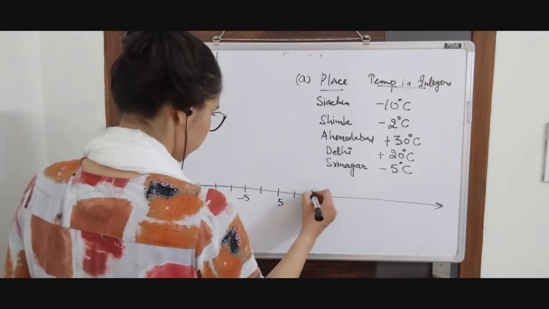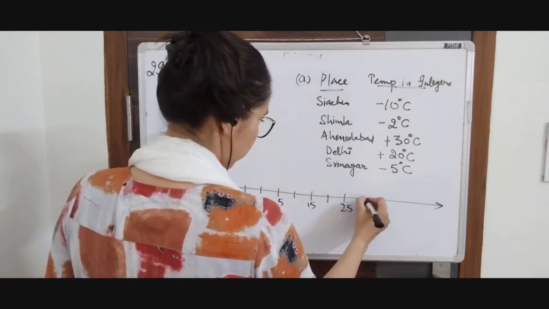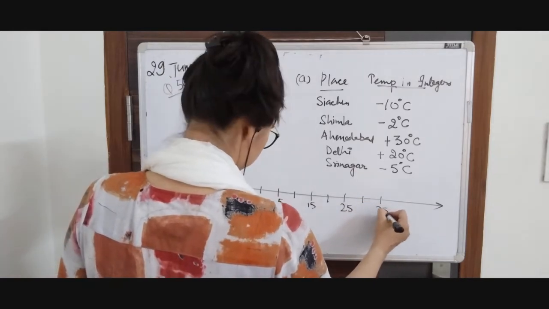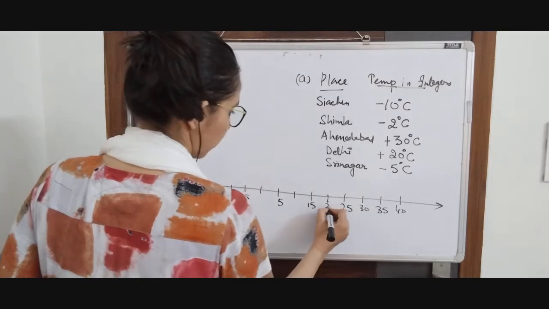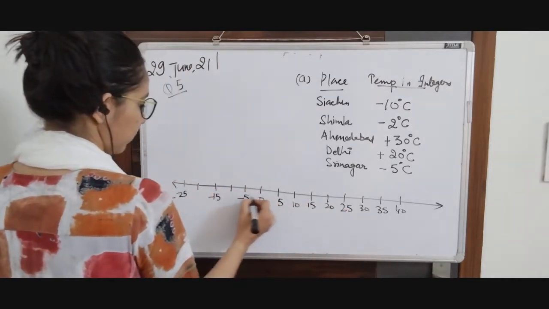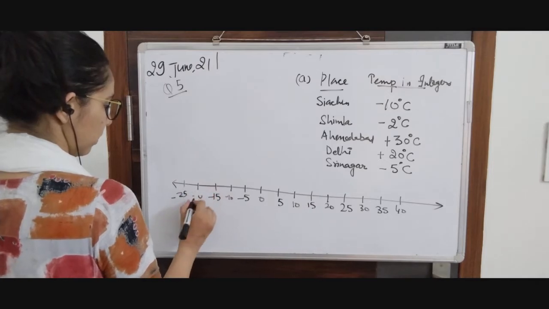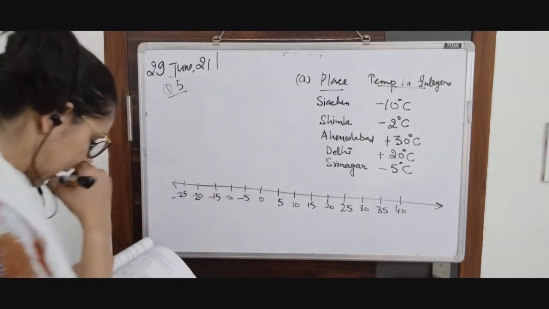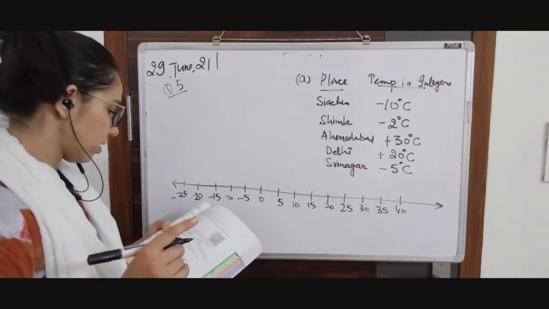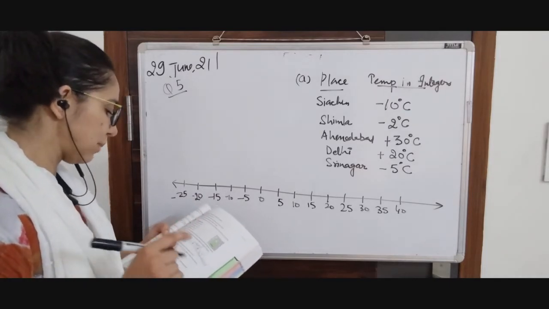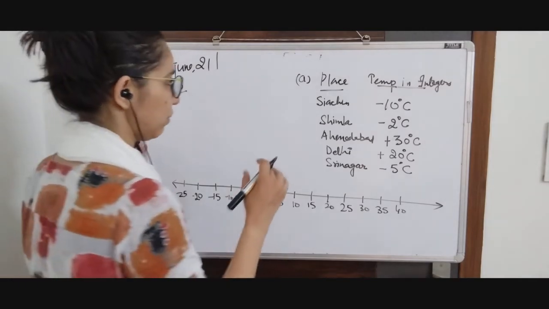Then we have 10, 15, 20, 25, 30, 35, 40. So this is going to be 30, 20, 10, 0, minus 10, minus 20. This is the number line, and you have to plot the name of the city against the temperature.